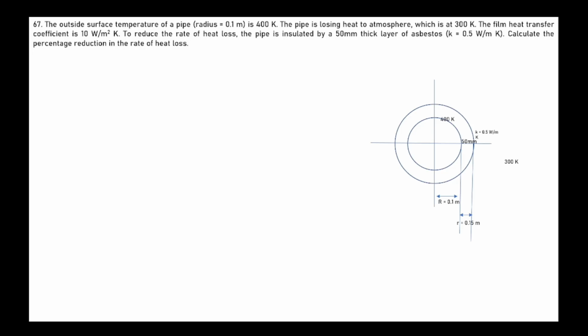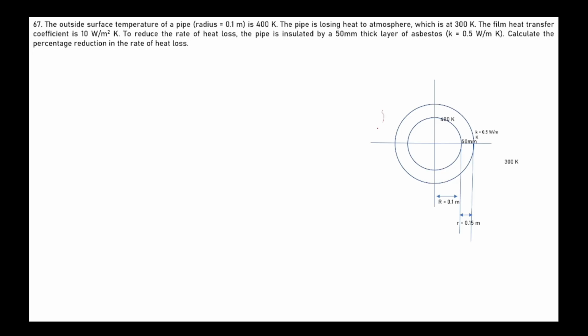Okay. Next, the outside surface temperature of a pipe of radius 0.1 meter is 400 Kelvin. The pipe is losing heat to the atmosphere, which is at 300 Kelvin. The film heat transfer coefficient is 10 watt per meter square Kelvin. To reduce the rate of heat loss, the pipe is insulated with a 50 mm thick layer of asbestos, k equal to 0.5 watt per meter Kelvin. Calculate the percentage reduction of heat loss. So we have to find the percentage reduction of heat loss in the second case compared to the first case. So very first, this is the diagram.